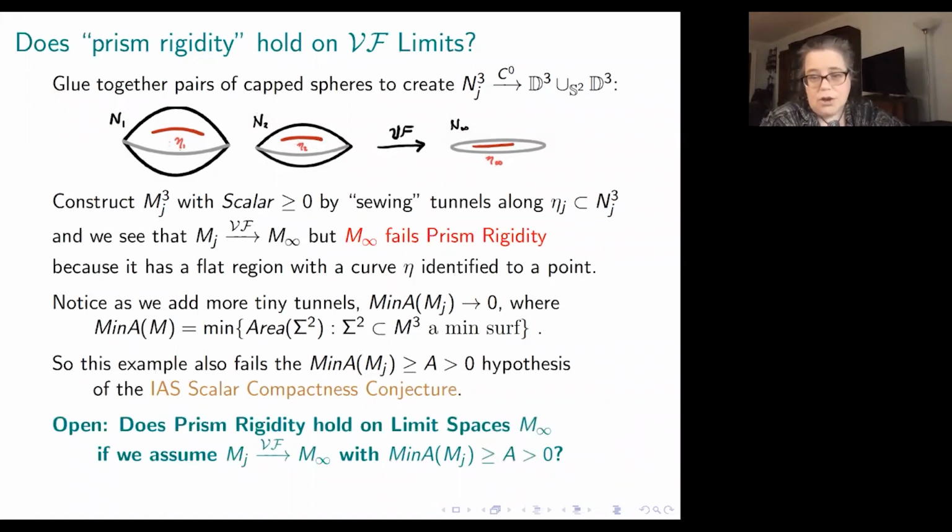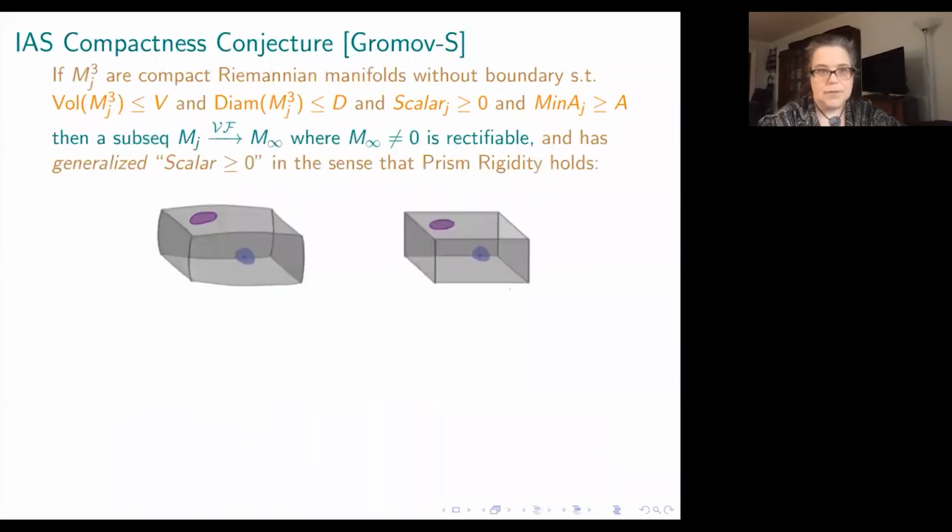So does prism rigidity hold on limit spaces if we assume the volume preserving intrinsic flat convergence and we also assume the min A is bigger than 0? So that's a new open question. If yes, then this is the perfect notion of generalized scalar curvature for the conjecture stated with min A. So now I'm going to write the conjecture one more time. We're going to write that precisely the notion of generalized scalar is that prism rigidity should hold.